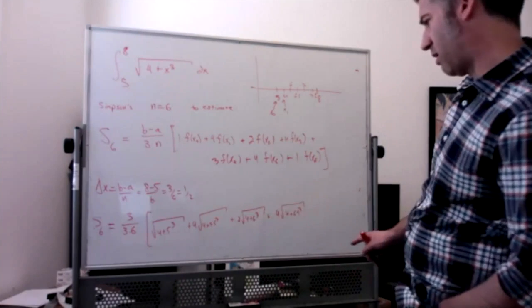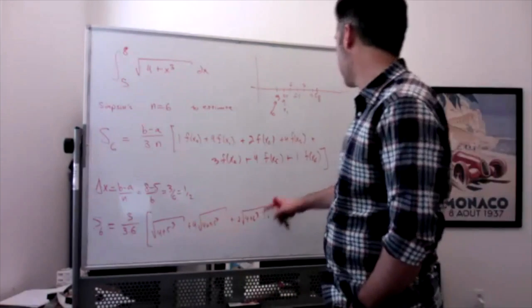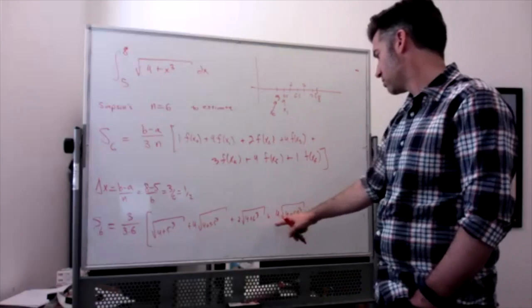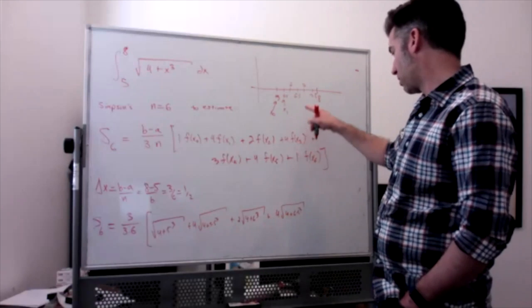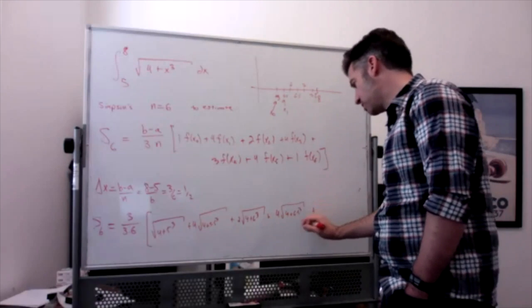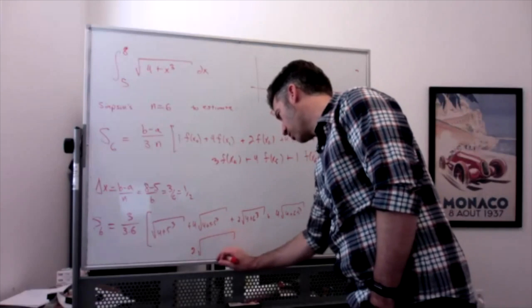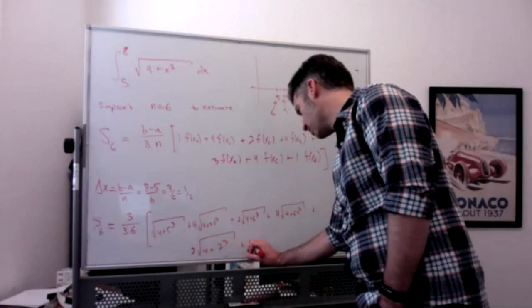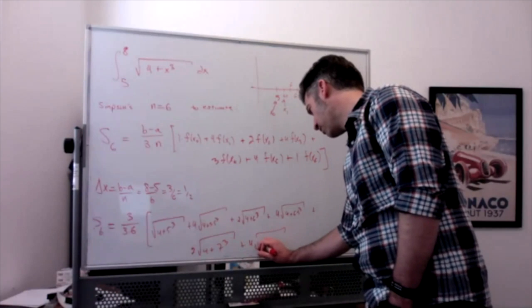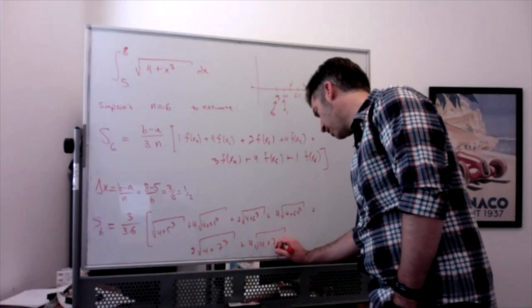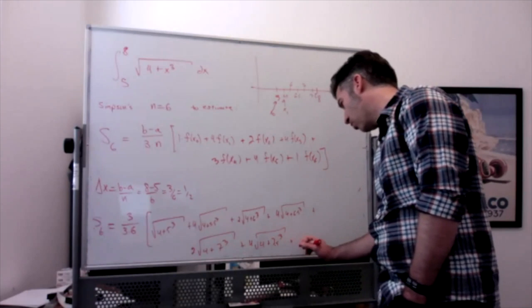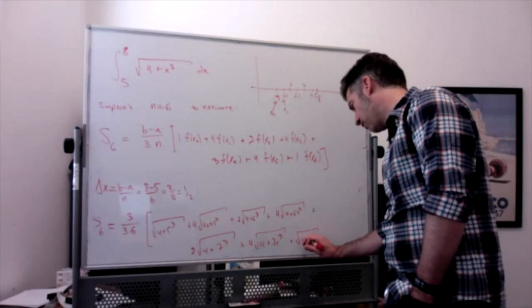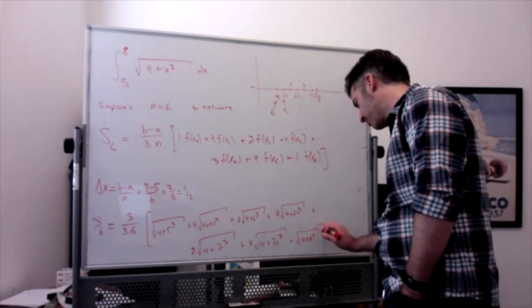1, 4, 2, 4. Yeah, I feel like I missed one. No, 5, 5.5, 6, 6.5. We're going to get a 2, then 4. Okay, yeah. And plus 2 times the square root of 4 plus 7 cubed plus 4 times the square root of 4 plus 7.5 cubed, and then plus 1 times the square root of 4 plus 8 cubed.